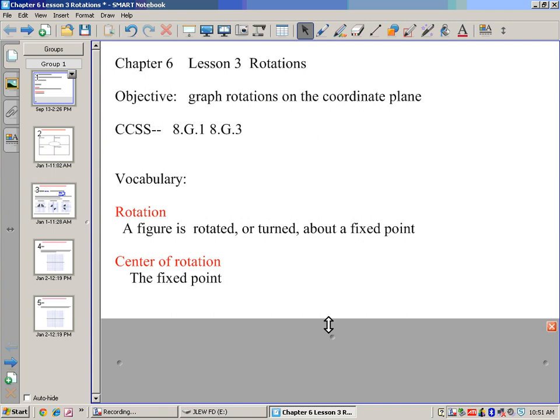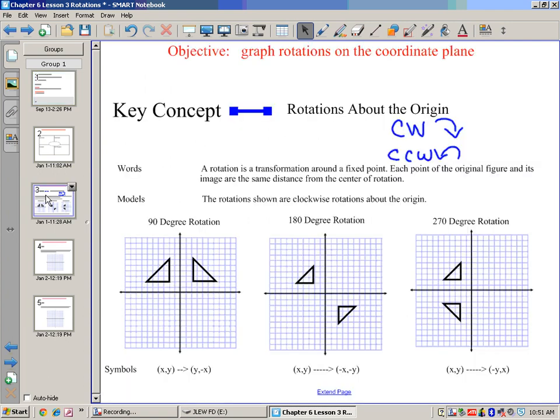Okay, we're just going to get right into our key concepts for this lesson. In words, rotation is a transformation around a fixed point. Each point of the original figure and its image are in the same direction, same distance from the center of rotation. And then here are models. The rotations shown are clockwise rotations about the origin.